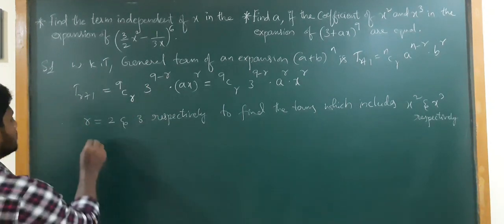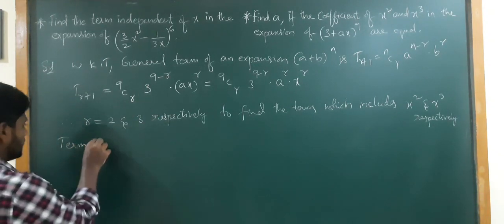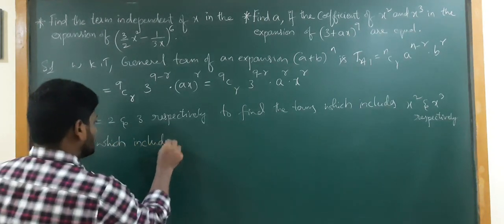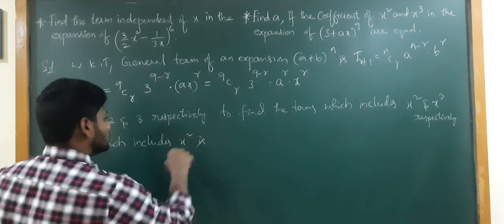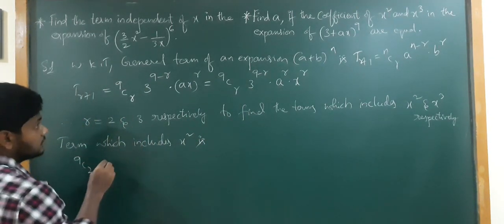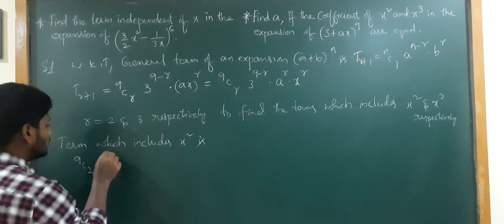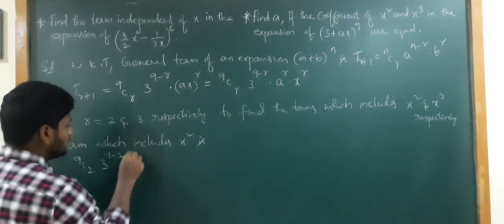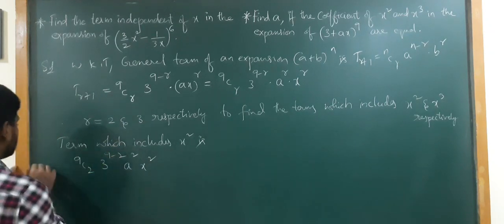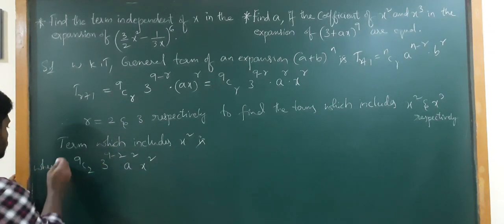So we substitute here. The term which includes x square is, see what is that? 9C2, right? 9C2 3 to the power of 9 minus 2 into a square into x square, right? When r is equal to 2.